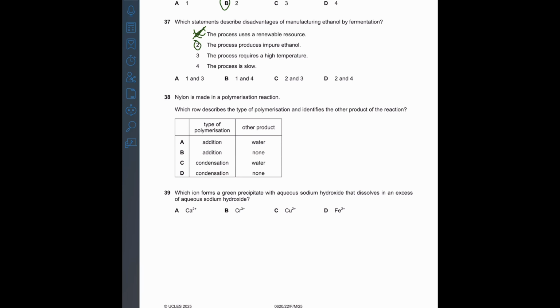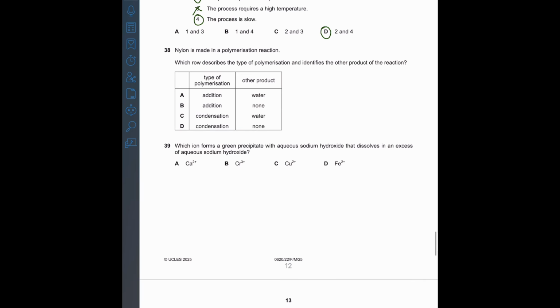3: the process requires high temperature. No, the yeast will be killed if we use high temperature. So no, it's carried out at normal temperature, a bit higher than normal temperature. 4: the process is slow. Yes, yeast takes time to ferment the sugar and produce the ethanol, so it takes time. So 2 and 4 are the right options, and D is the right answer.